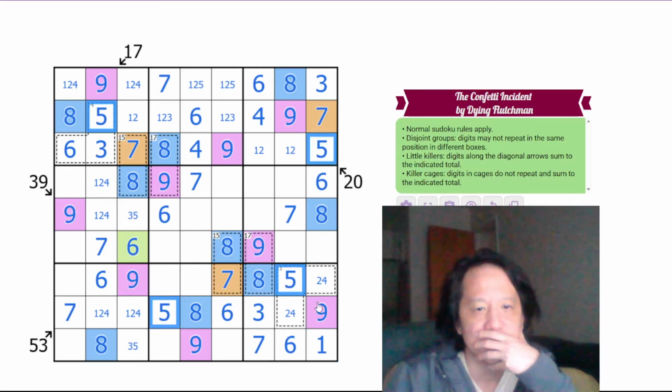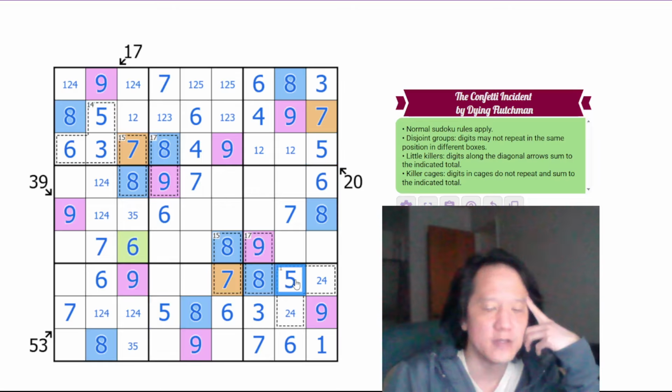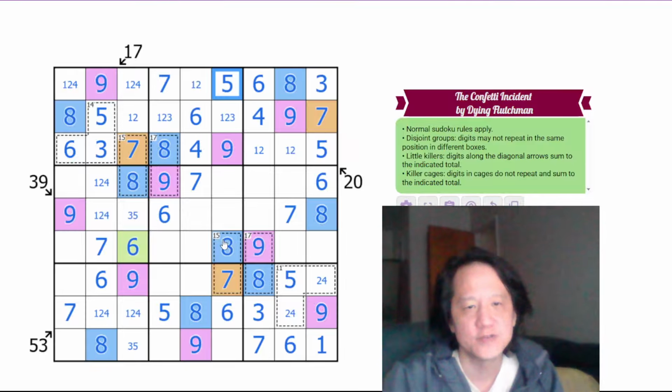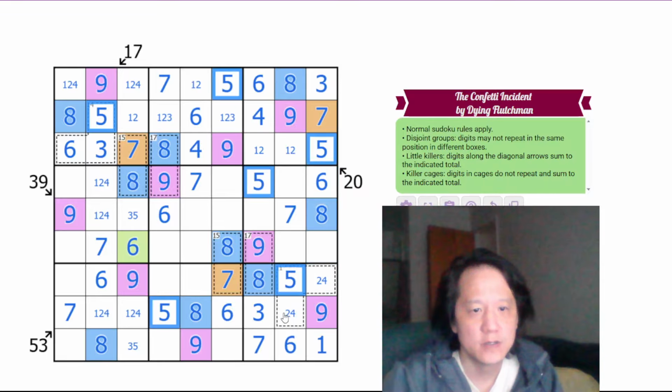Okay. 5s. 5 cannot be in the upper central box for disjoint sets, so this can't be 5, therefore this is 5 here. 5 can't be in the left central cell, so this can't be 5 here. 5 can't be here, 5 can't be here, so this must be 5 there. 5 cannot be in the lower right cell, so this can't be 5, that's 3, which makes this 5.